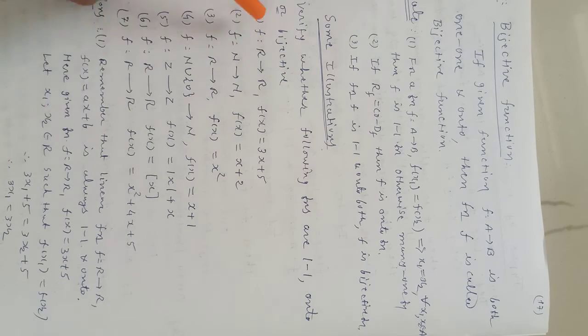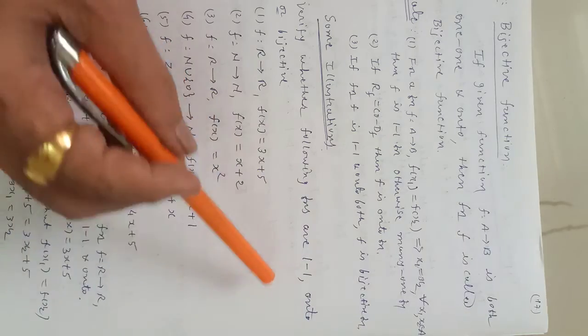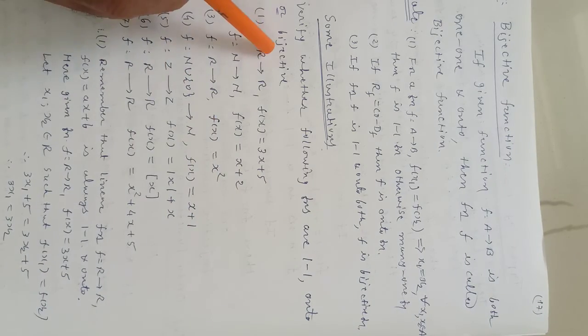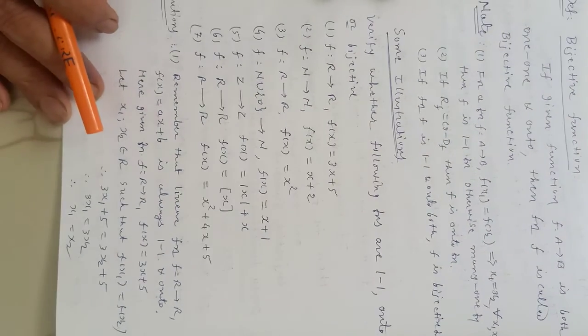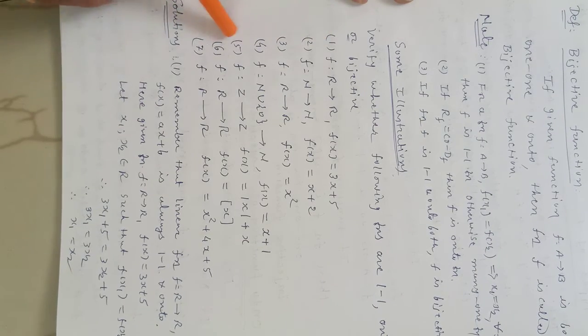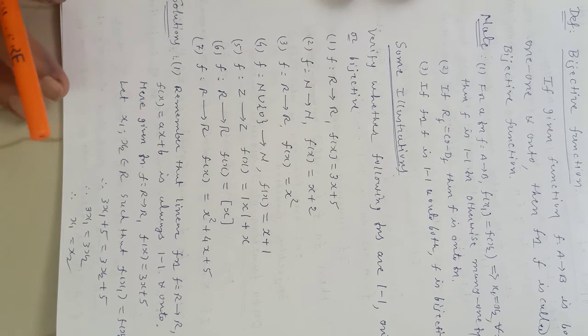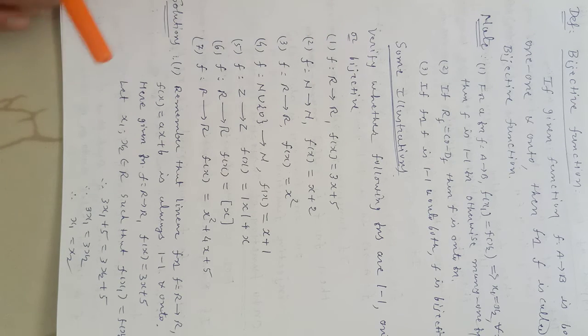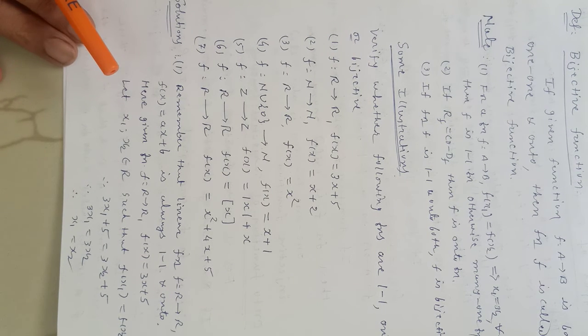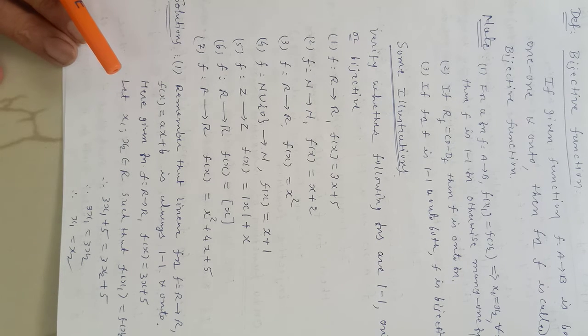Okay, some illustrations. Verify whether the following functions are one-one, onto or bijective. These are seven illustrations that I write here. Now we check one by one. The first one: you check f from R to R, meaning your relation is R to R, and f(x) is what? 3x plus 5.